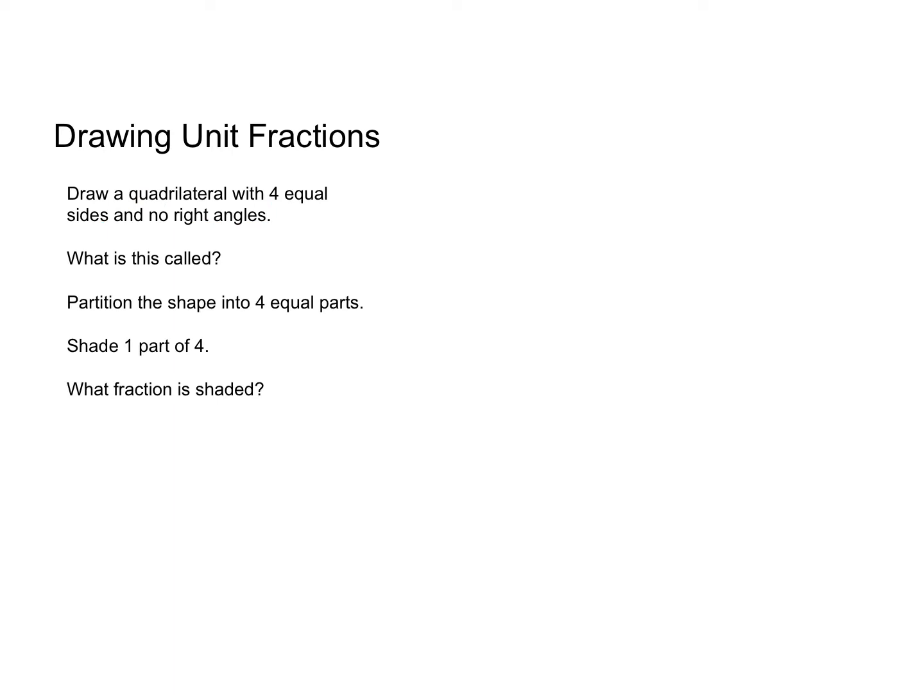Draw a quadrilateral with 4 equal sides and no right angles. Okay. So think about that. Draw it. And then here is mine. We know, based on our discussion last week, that is a rhombus. So what is it called? A rhombus. And now we're going to partition that shape into 4 equal parts.